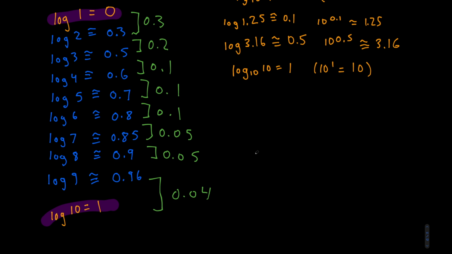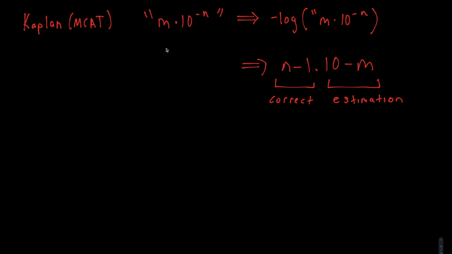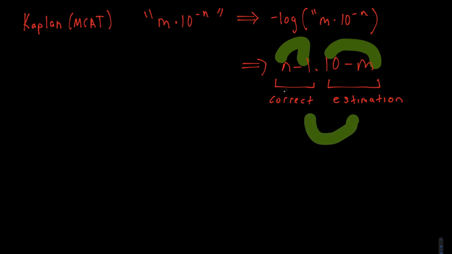The Kaplan way shows a trick that sometimes might be helpful if you forget these log values, but sometimes those values are a little bit less accurate. The Kaplan trick is if you have m times 10 to the negative n, then the negative log of m times 10 to the negative n is equal to n minus 1 dot 10 minus m. And so that's the formula. If you forget, you can think of this as like a smiley face. These eyes are in the middle, you have your mouth, ears, here are the eyes, and whiskers or something, cheeks. That's a little trick to remember that.